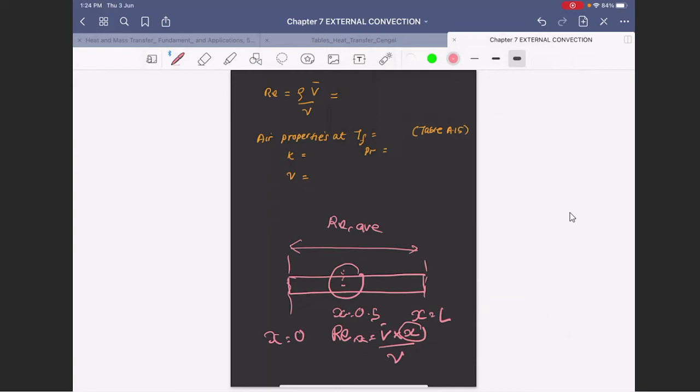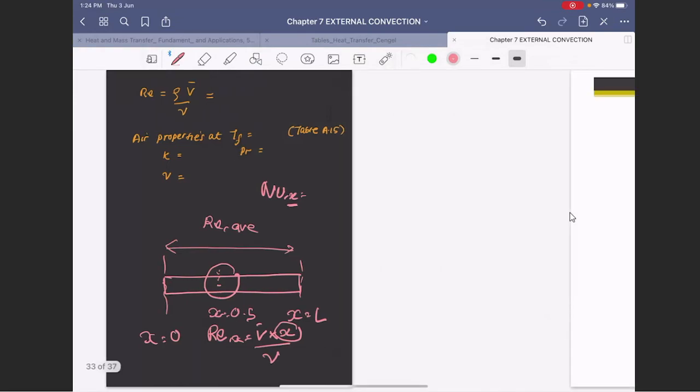Boleh. Okay, so after you know the Reynolds number at this particular X location, the Nusselt number is the Nusselt number at that particular X. That is why you subscript X. The subscript X means you are evaluating the h at a specific position, on or over the flat plate. Senang je nak cerita yang tu.